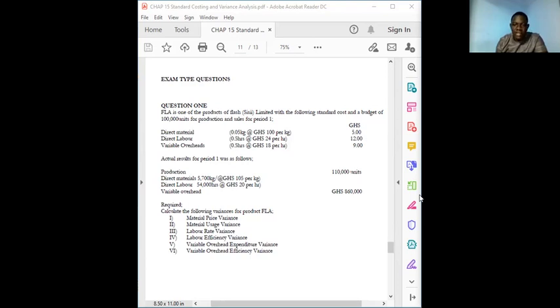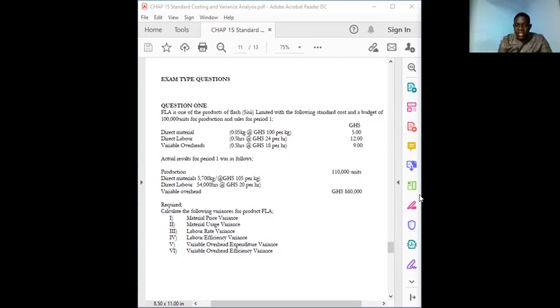What of our standard quantity? Now this is how we calculate the standard. Per the standard cost card, for direct materials, we are to use 0.05 kg.